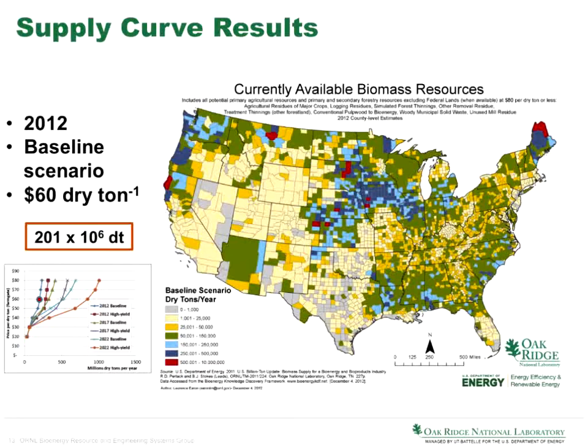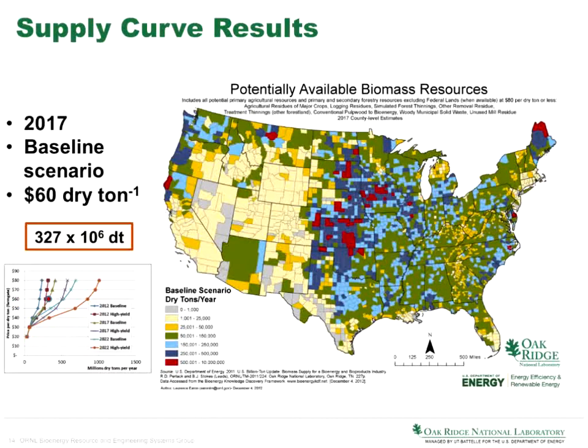But in short, this little figure on the side here shows supply curves, where as you offer higher prices, potentially you get more supply. They are different supply curves for different years and different scenarios. For example, these are results for a baseline scenario in 2022, at $60 a dry ton. Under this scenario, you get about 200 million dry tons in that year.